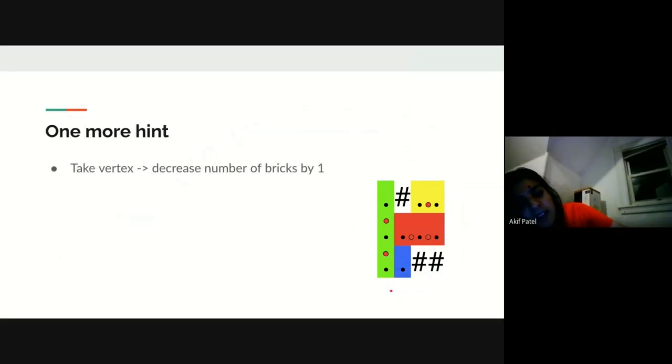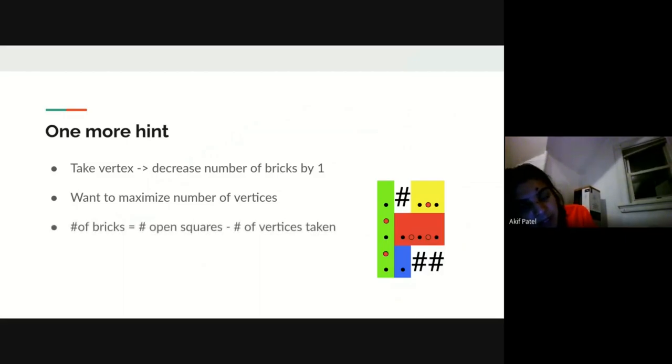So another thing is that taking a vertex sort of decreases the number of bricks by one. Every time we don't take a vertex, that splits the two bricks apart and increases the number of bricks. So we want to maximize the number of vertices we take. If we took all the vertices, then it'll always be one giant brick. Of course, that isn't always possible, but that's the goal here.